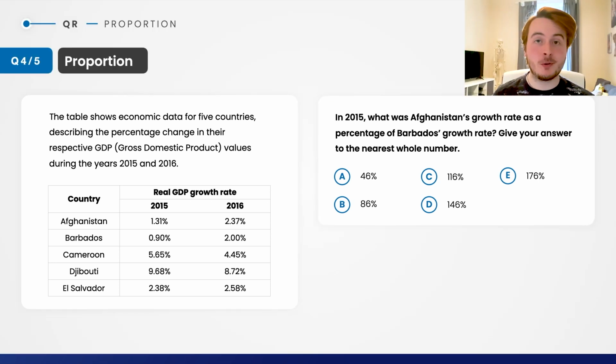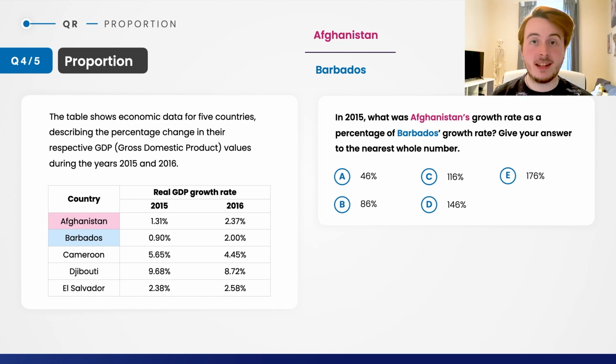So with this one, hopefully you'll have noticed it's the proportion of an amount style question. So that's type 5 question. So let's work out what data we need and what way round it's going to go. So hopefully you can see that it's going to be Afghanistan on the top of the equation and Barbados on the bottom of the equation.